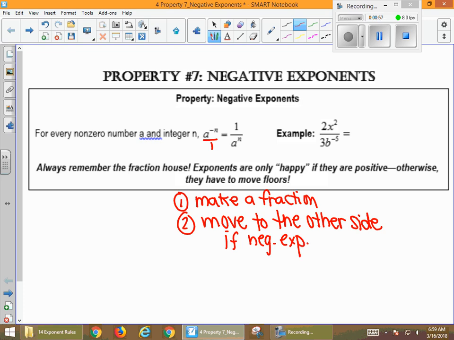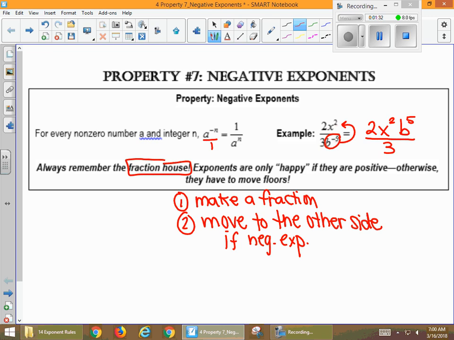So you can pretend like your fraction is a house. You have first floor and second floor. And exponents are only happy if they're positive. Otherwise, they have to move up. So for this first example, where we have 2x squared over 3b to the negative fifth, this guy down here is not on the right floor. So we're going to go over the line and change the sign of the exponent. So it's going to become positive because it's where it's supposed to be, but the 3 stays in the denominator.